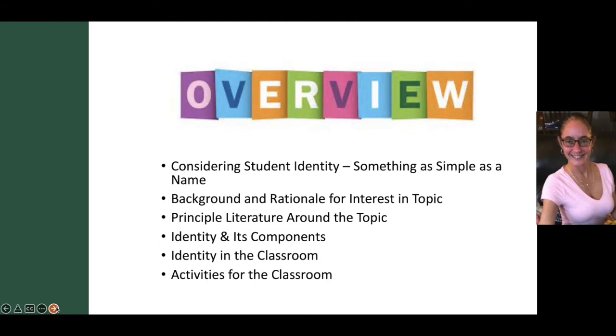here for this presentation. We also have general principle literature around the topic if you're not familiar with language and identity for language learning, just to kind of frame it for you. Identity and its components, and then we'll move to identity in the classroom and also activities for the classroom for you to take and adapt in your context.